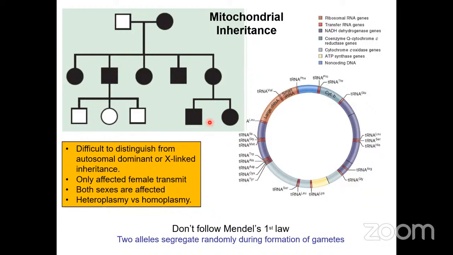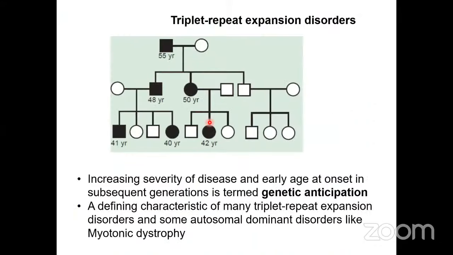So in mitochondrial inheritance, when you look at a pedigree, most of the time all the generations will be affected. The most important point is that it is the affected female who is transmitting to her offspring, both males and females. Both sexes are affected, and the affected female is transmitting, males are not transmitting. These are the three important points we need to look for when we are looking at a mitochondrial inheritance pedigree.